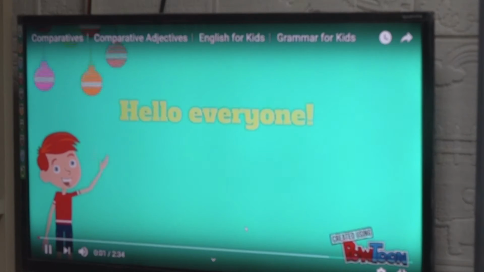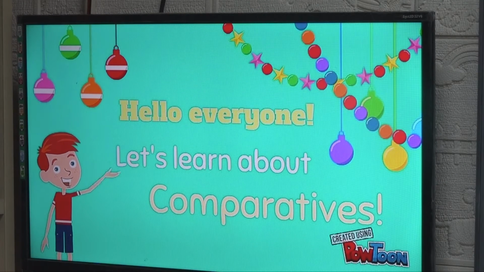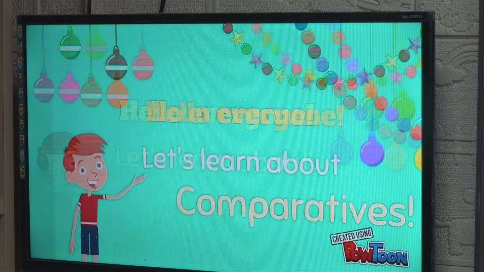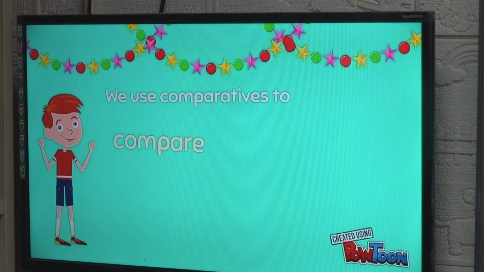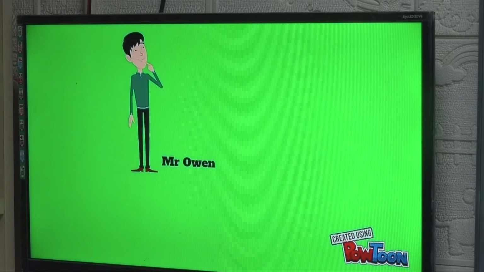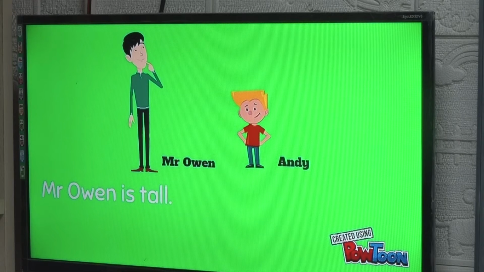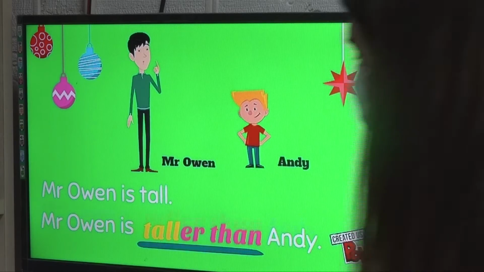Okay. Hello everyone. Let's learn about comparatives. We use comparatives to compare a quality between two people or things. Mr. Owen and Andy. Mr. Owen is taller than Andy.